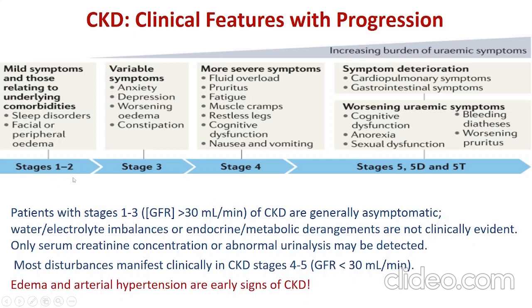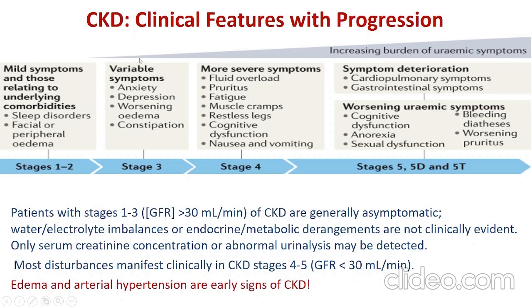So in stage 1 and 2 we can see edema, facial and peripheral edema, maybe sleep disorders, and maybe hypertension presence. Then in stage 3, some symptoms may appear, and they are very variable. Maybe mental status changes like anxiety, depression, constipation develops, edema is present and worsens, as I said before, and hypertension usually is also intensified.